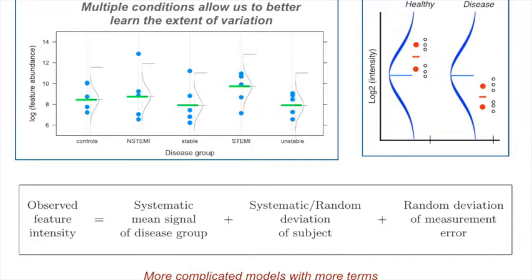And so we can extend the two-group comparison to a model which will say the observed feature log intensity here has contributions of the disease group. So the protein can be more or less abundant depending on from which group this value came. Then there's also a deviation due to the subject, just from one person to another, there's a natural variation of protein abundance. And then we have some random deviations of measurement error.